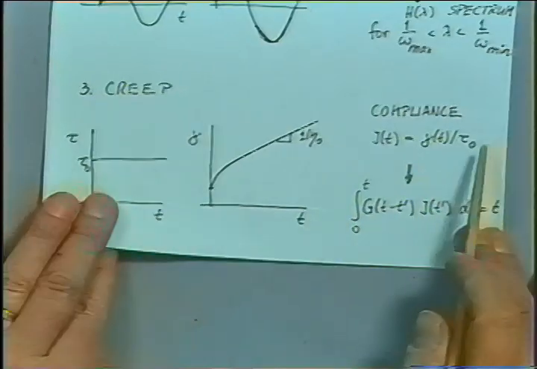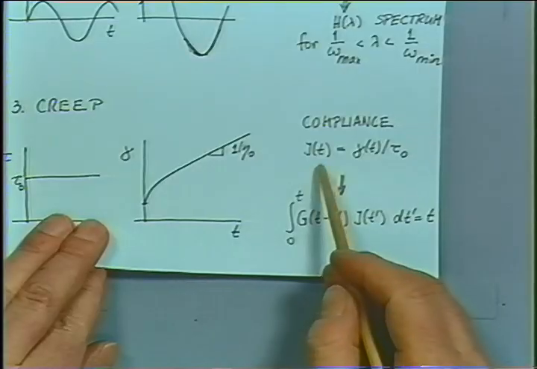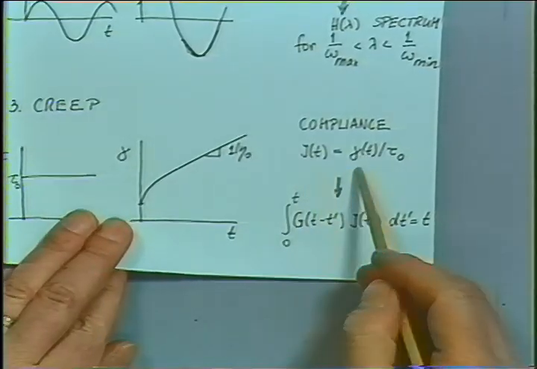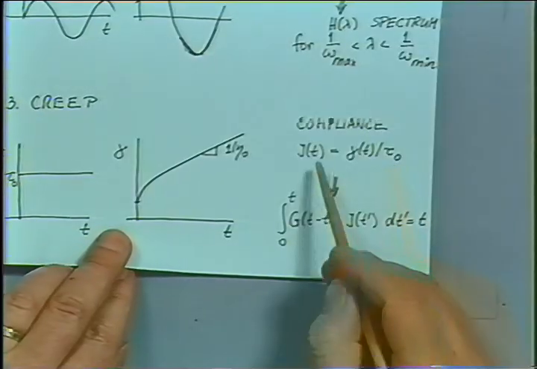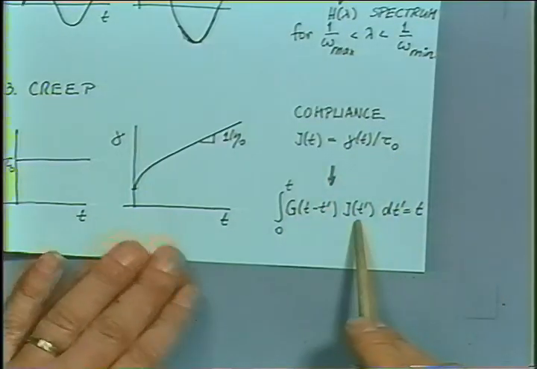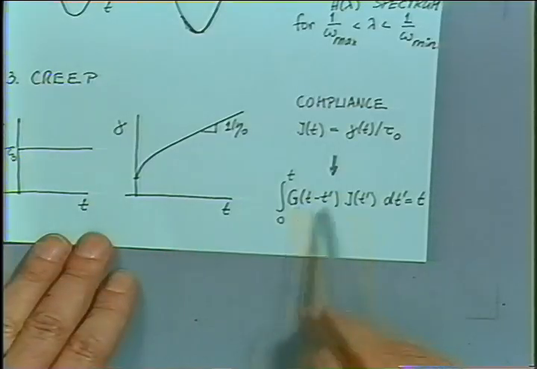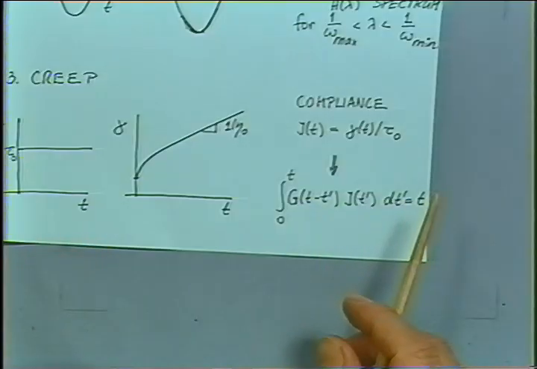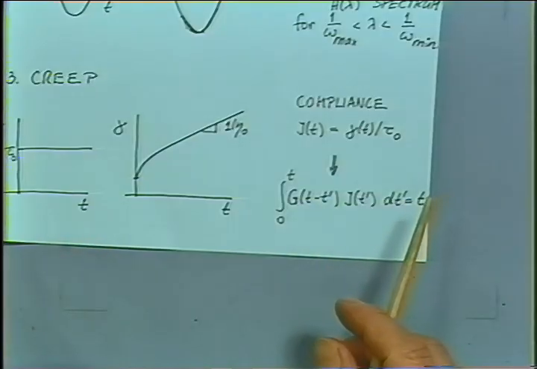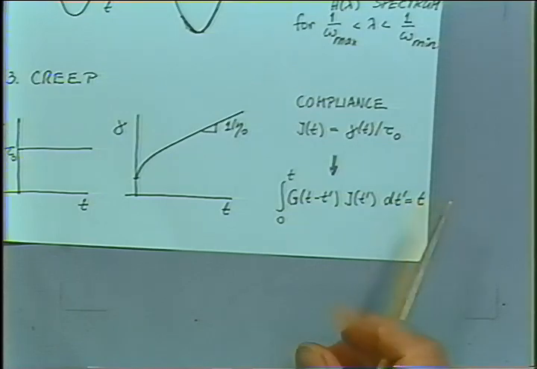Now, the so-called compliance of the material, J of t, the time-dependent compliance, is given by the time-dependent strain divided by the load. And this compliance is the inverse function of the modulus. So you have to invert the data to get the relaxation modulus, and from the relaxation modulus, you can calculate the relaxation spectrum. That's more involved, and you might wonder why anybody would do that.